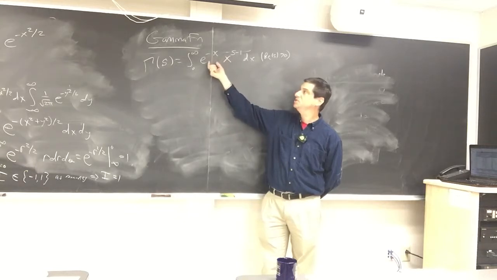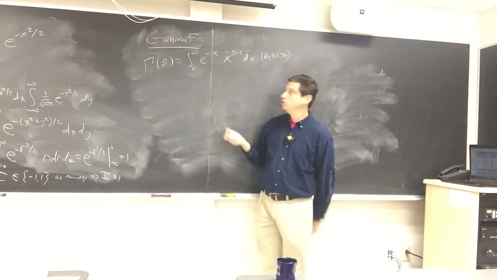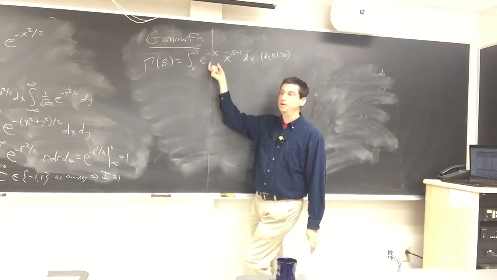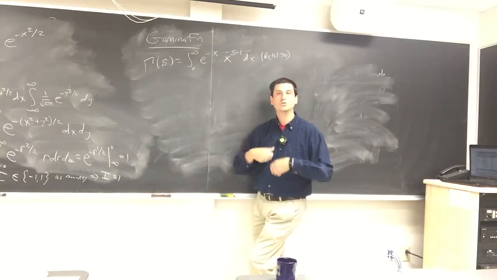So when x is very close to 0, what does e to the negative x look like? Very large? When x is close to 0, it looks like 1. Yeah. So near x equals 0, this looks like 1. So this looks like x to the s minus 1. We want to make sure this is integrable.